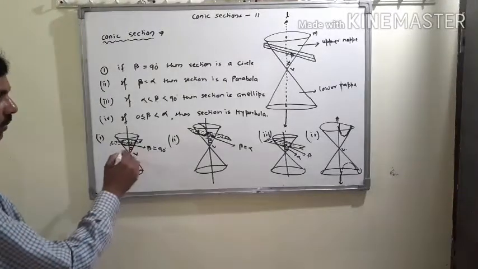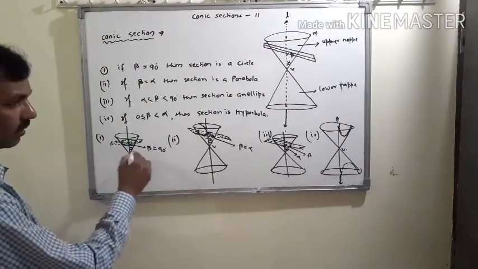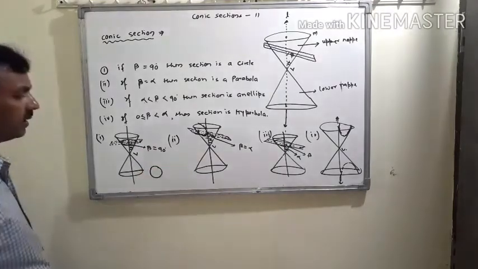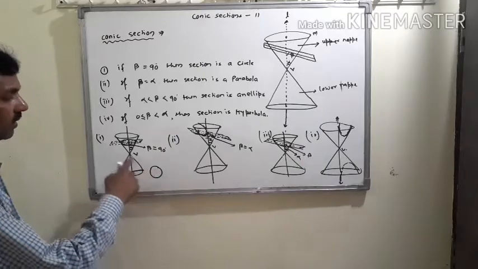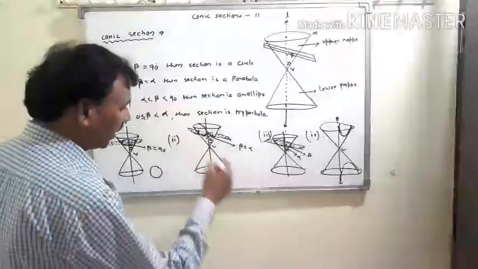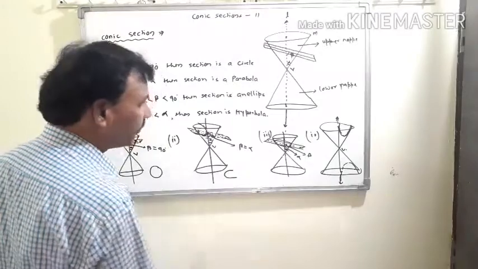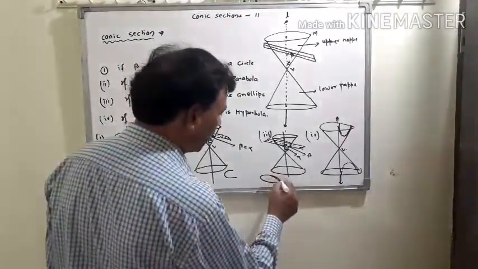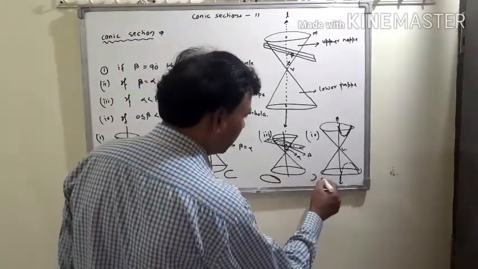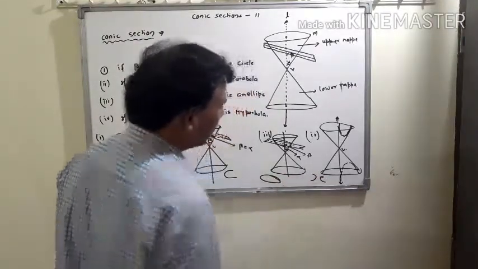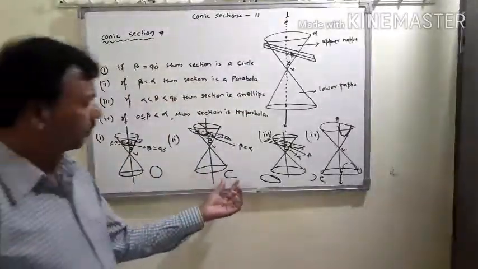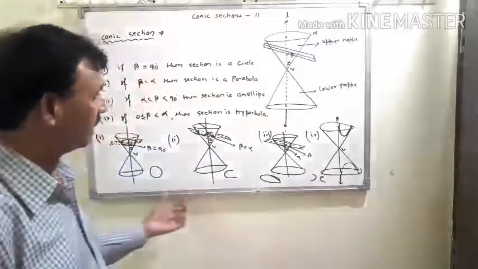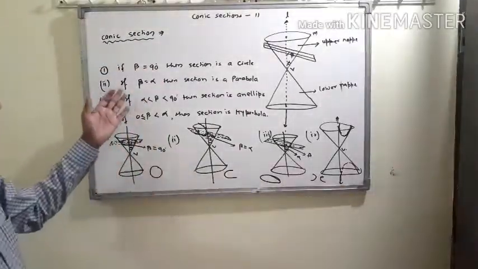Now, if we show only the circle, then in this situation we can find this type of figure, and this is known as a circle. Parabola is like this. Ellipse is like this, and hyperbola is like this. This is the circle, this is the parabola, this is the ellipse, and this is the hyperbola. Now in the next video we will discuss the parabola.